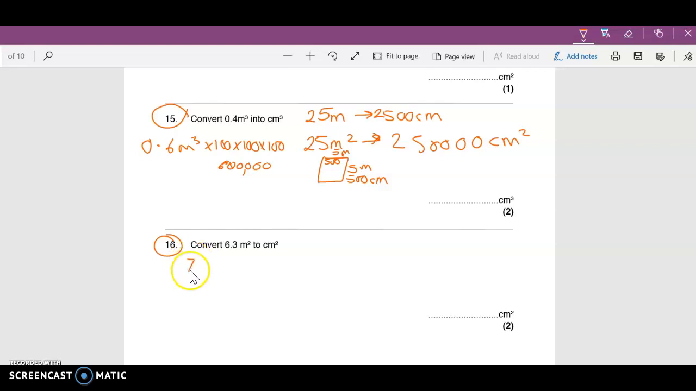Let's do this one here. Let's say I've got 7.2 meters squared, and I want to change it into centimeters. So again, I'm timesing by 100, and then just by another 100, because I've got to change both of the sides, because this is squared, it's got two sides. So 7.2 times 100 is 720, and then times by another 100 gives us another 2 zeros. So I've got 72,000 centimeters squared.